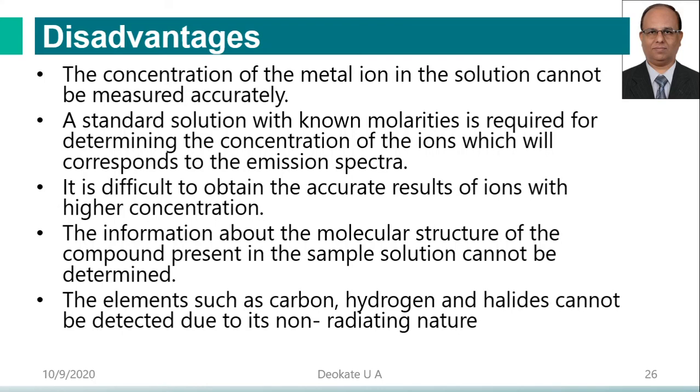Only the burning will result in thermal excitation. Elements such as carbon, hydrogen and halides cannot be detected due to their non-radiating nature. They will not emit radiation, so they cannot be detected. It also has the limitation that it can be used to detect only a very limited number of ions. Only sodium, potassium, calcium and lithium can be detected by using a simple flame photometer. The rest of the elements can be detected by using atomic absorption spectroscopy.